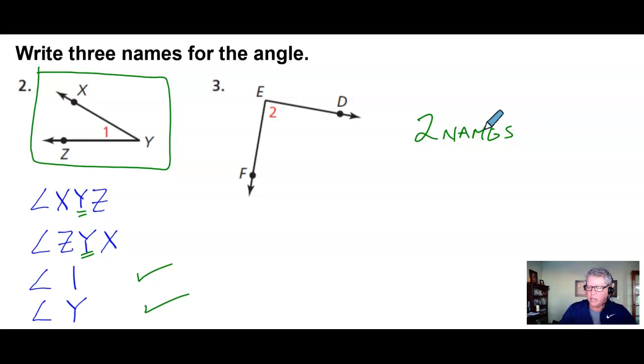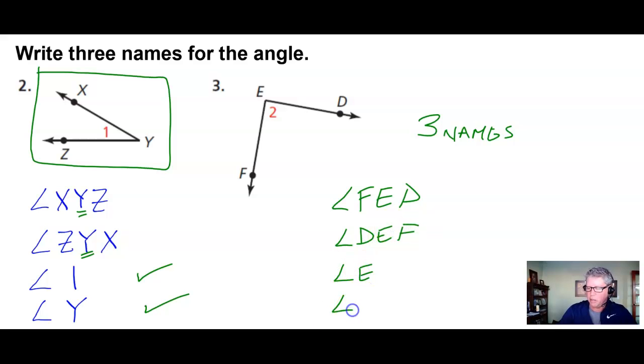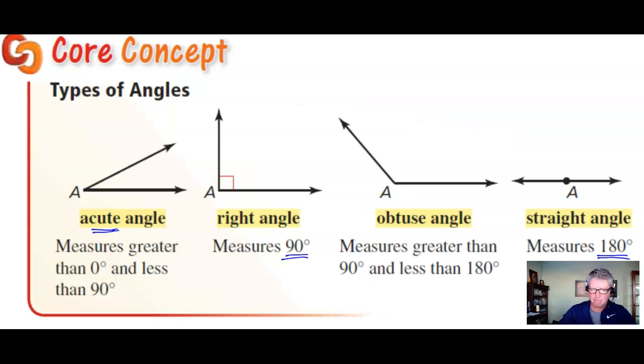All right. So if you wouldn't mind, if you could give me two names. Oh no, let's not do two. Let's do three at least. Three names. All right, give it a shot. And we're back. So I would expect maybe F, E, D, maybe D, E, F, maybe angle E, maybe angle 2. So there's four possibilities in that case.